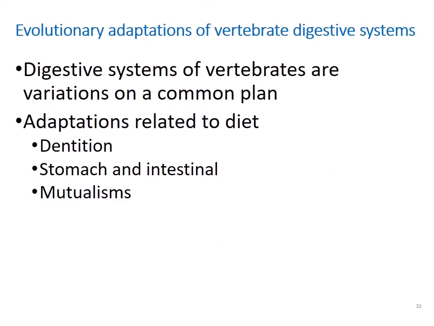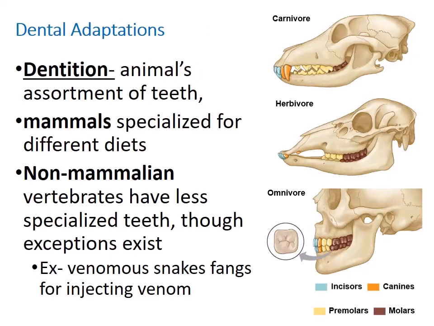So that brings us to evolutionary adaptations of the vertebrate digestive systems. Obviously we don't all have exactly the same digestive system, but they're all kind of variations on a common plan, but we have different teeth or dentition, we have differences in our stomach and intestines, and then we have different organisms that live within us that help us along. So we've got different mutualisms.